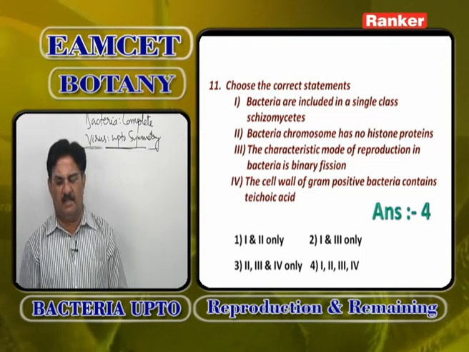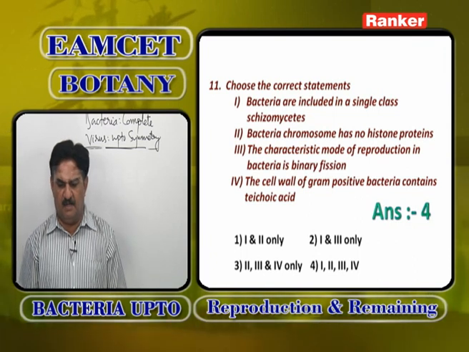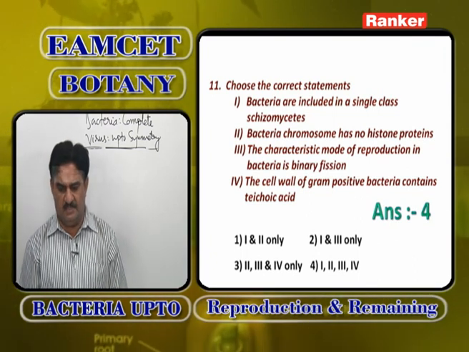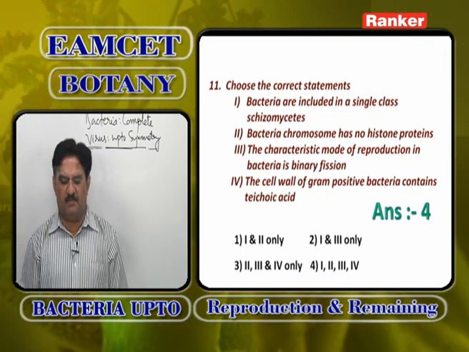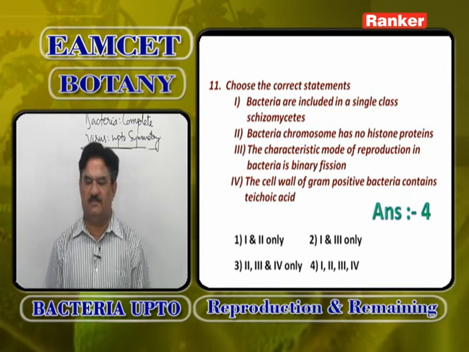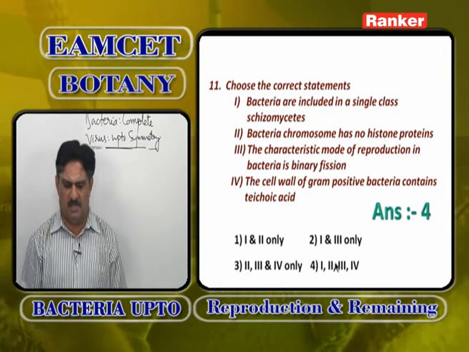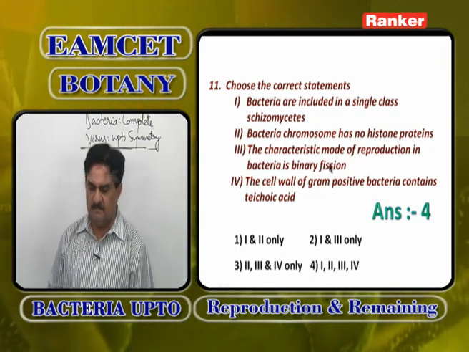So, bacteria are included in a single class called Schizomycetes is correct. Bacterial chromosome has no histone proteins is correct. The characteristic mode of reproduction in bacteria is binary fission is correct. The cell wall of gram-positive bacteria contains teichoic acid is correct. So, the answer is 1, 2, 3, 4, the fourth option.